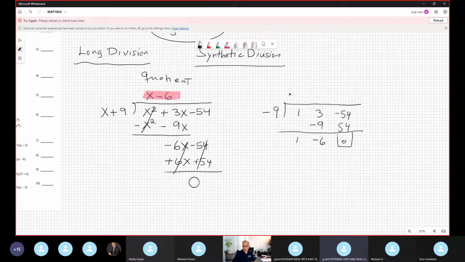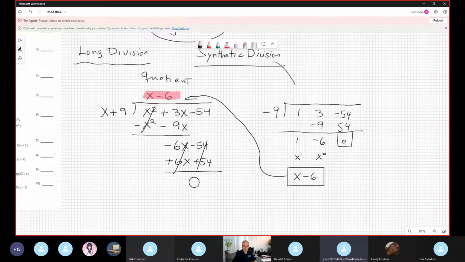This is important. This 0 is this 0. The remainder is not always 0, but in this case it is 0. And what's the final answer? Well, the final answer is that part. This is x to the 0. This is x to the 1. My final answer is x minus 6. Exactly like that.